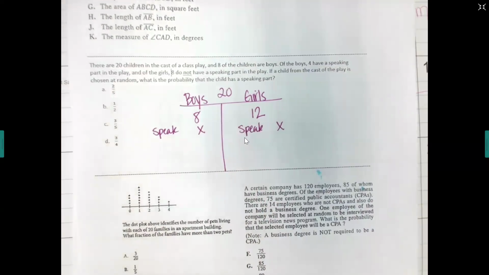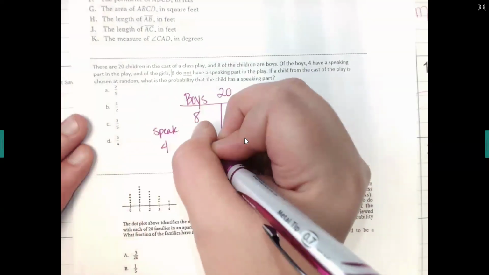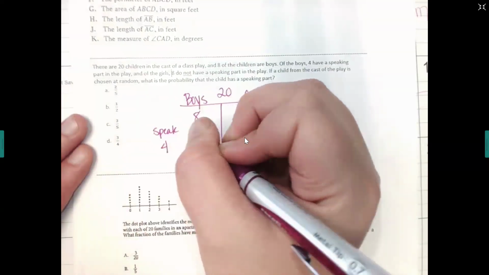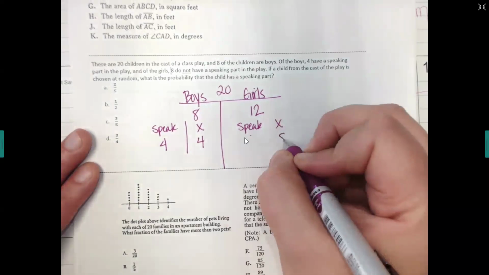Okay, out of the boys, how many have speaking parts? 4. Then how many of the 8 don't? 4. Very good. Okay, now let's talk about girls. We know there are 12 girls, and it says out of the girls, 8 do not have speaking parts. So how many would be left to speak?